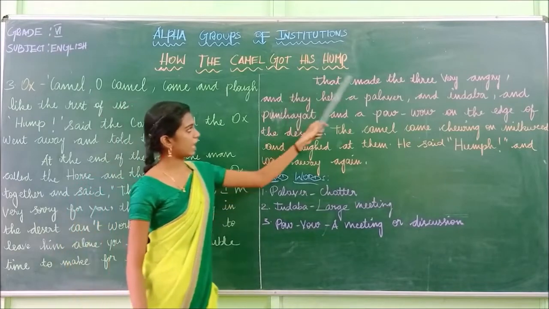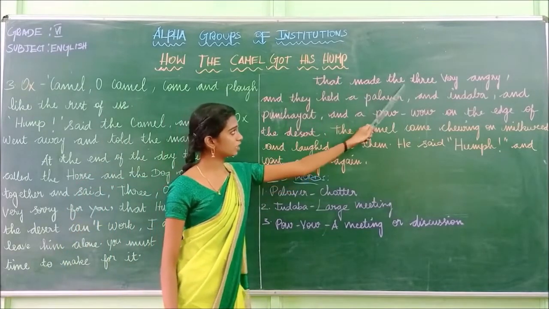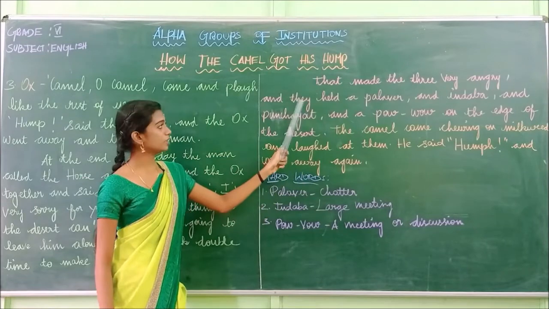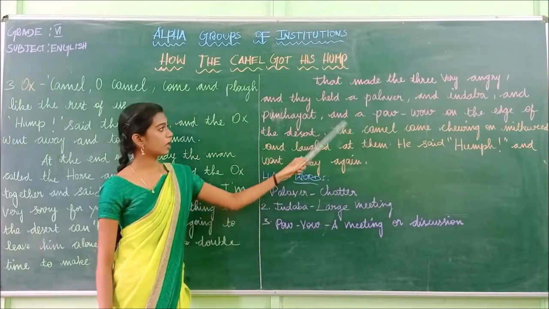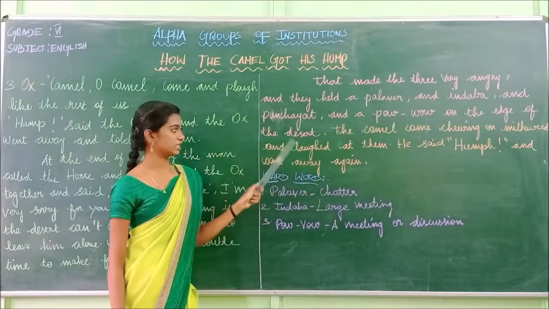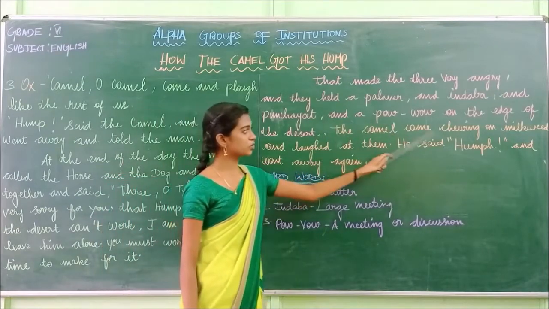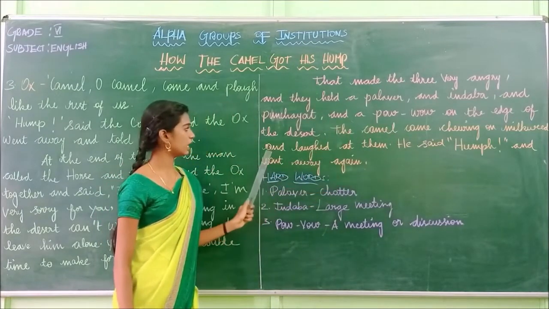They have made the three very angry, and they held a Palavar and Indaba and Panchayat and a Pauvav on the edge of the desert. The camel came chewing on milkweed and laughed at them.